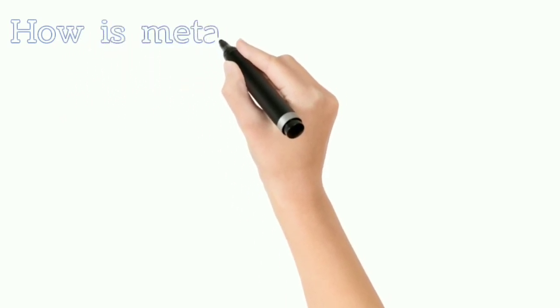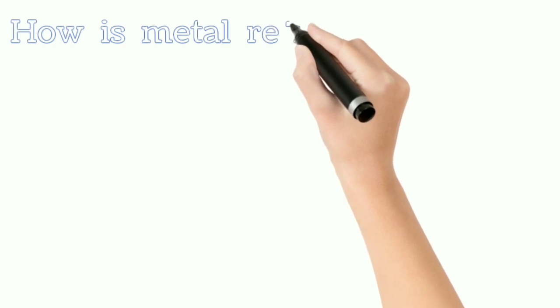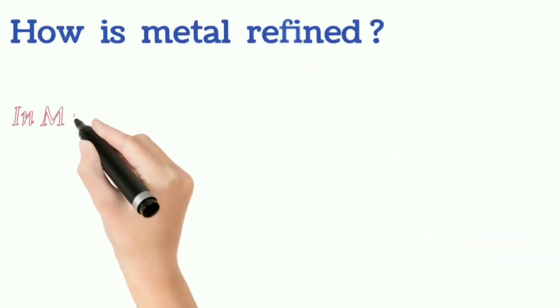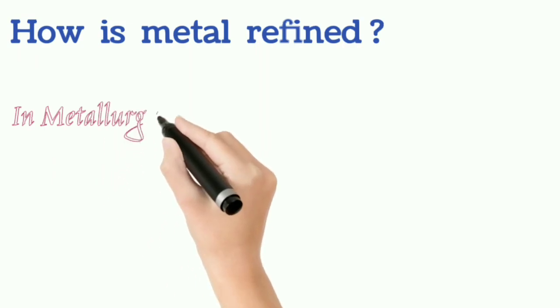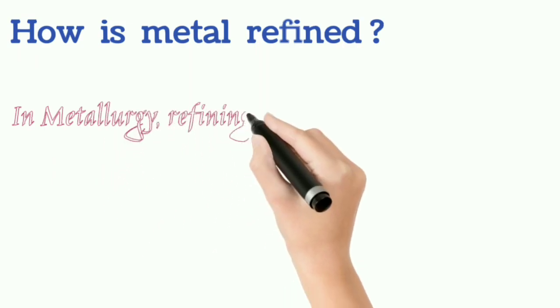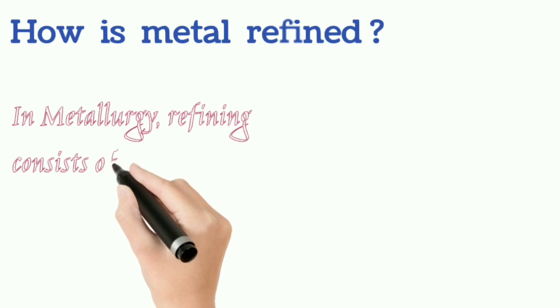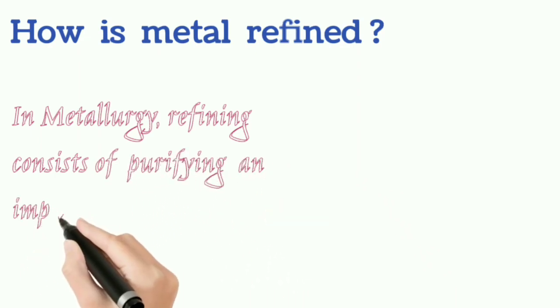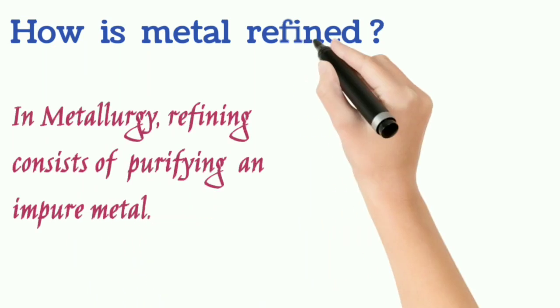So how is metal refined? Metal எப்படி refine பண்றாங்கங்கறத நான் உங்களுக்கு சொல்லி தரேன். So refining is a process of purifying an impure metal. ஒரு impure metal எடுத்து அதை purify பண்ற processக்கு பேரு தான் metal refining process.